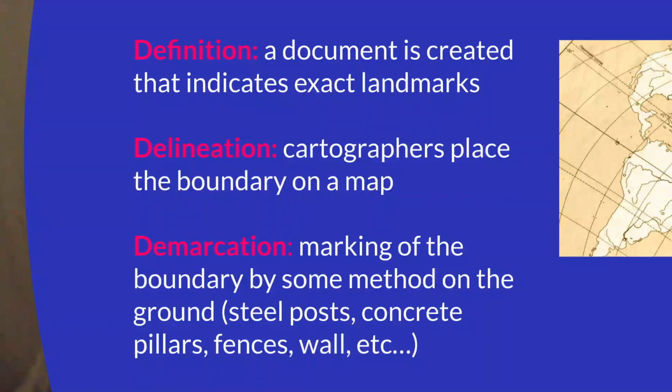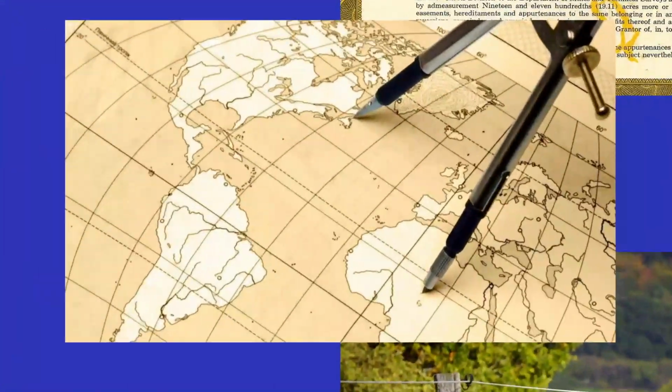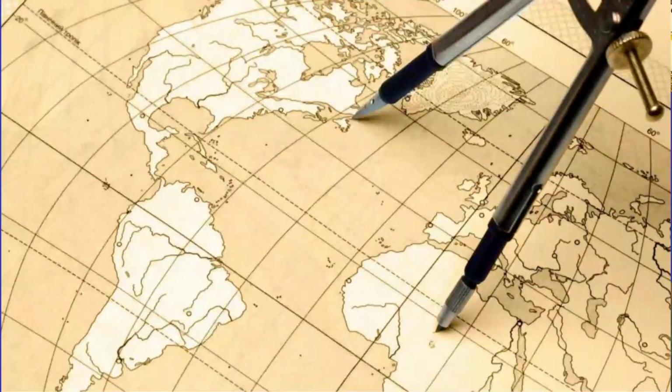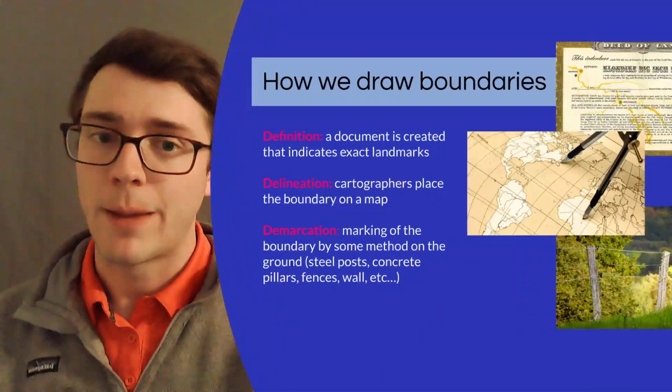The delineation of a boundary, so when you delineate a boundary, that is when cartographers draw a map and they actually place the boundary on a map. So you can see the boundary on a map, and that is one way to mark where the boundary is by physically drawing it on a map. We can see here a cartographer drawing the rivers, but if they were to draw those boundaries on a map, that would be the delineation of that boundary.